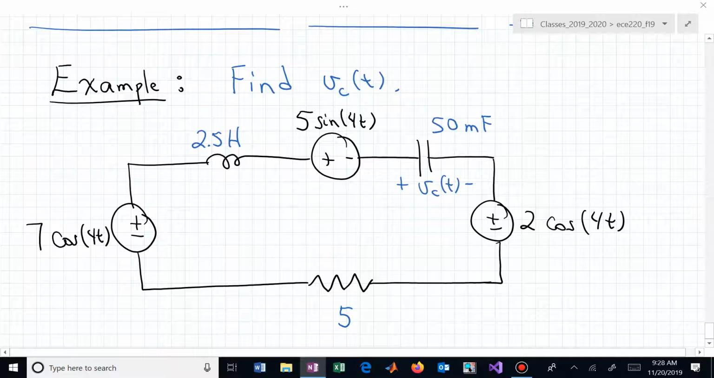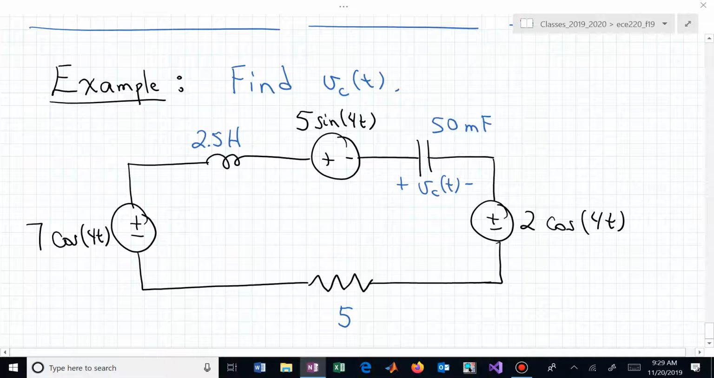You could combine them. I was thinking you might suggest superposition, which you could, but in that case you would have to solve 3 different problems. Let's just combine those sources. Since they're in series, they add up and give one effective source. We have a cosine, a sine, and a cosine.